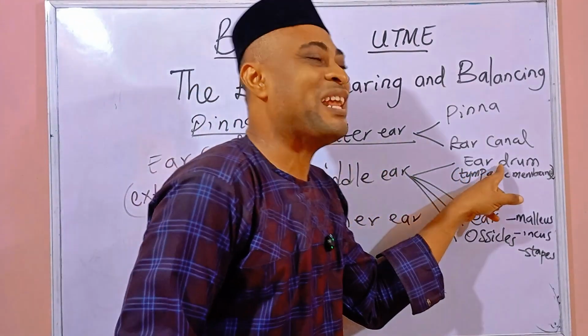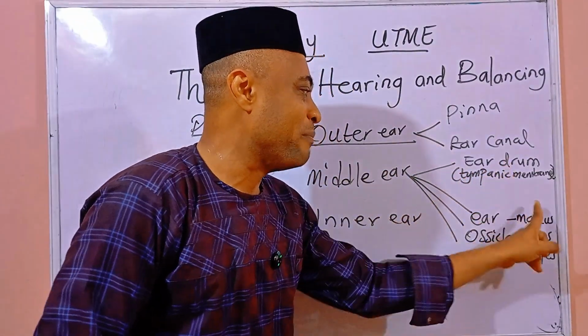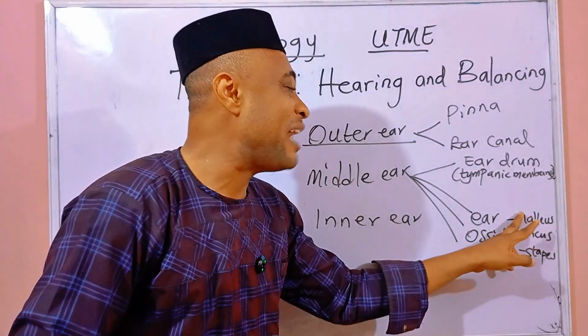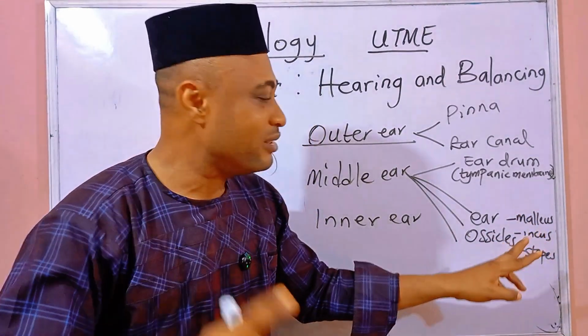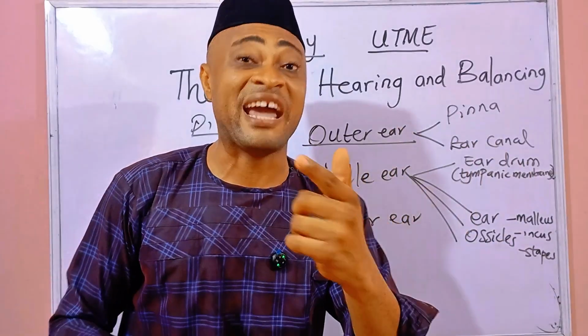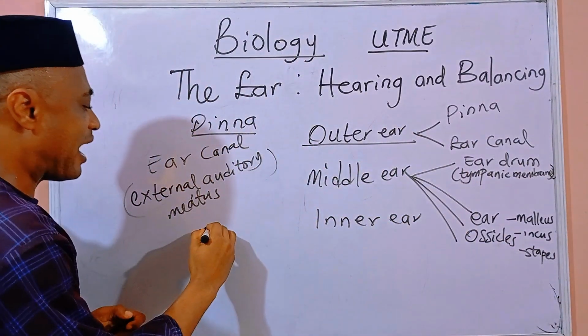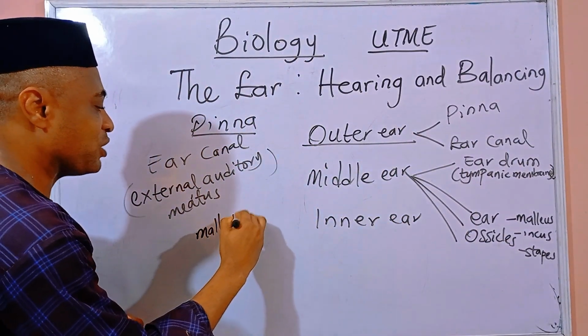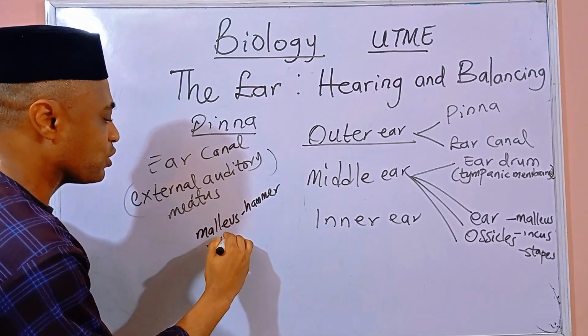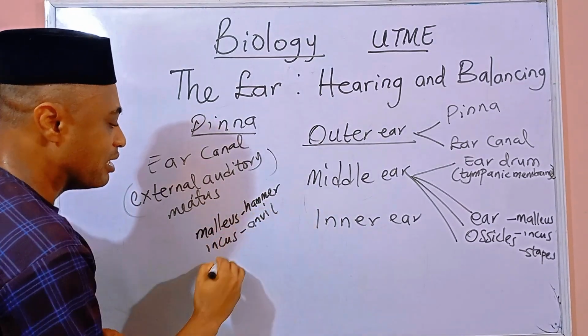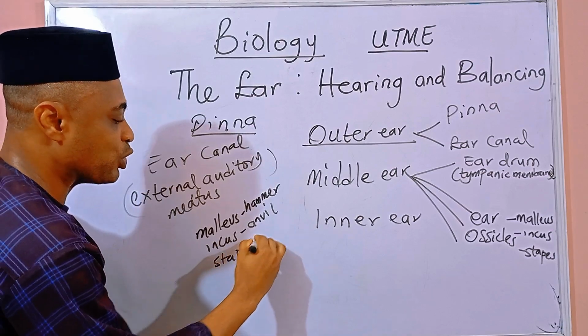They just pass immediately after the eardrum, the tympanic membrane, you see them. Please take note, the malleus is also called the hammer. The incus is also called the anvil, and the stapes is also known as the stirrup. I'll write that here. So we have the malleus, which you also call the hammer. We have the incus, which you can also call the anvil. Then we have the stapes, which is also known as what?